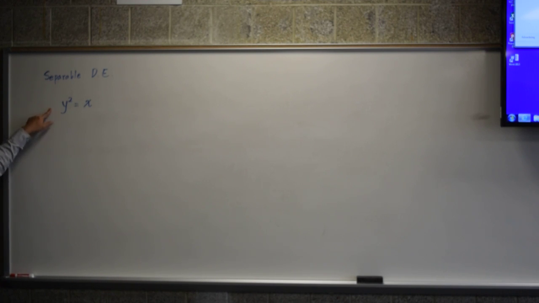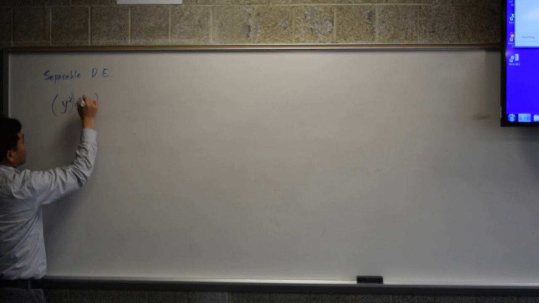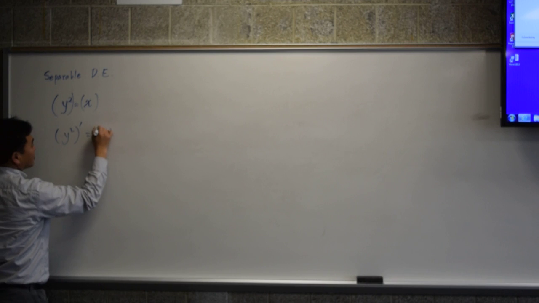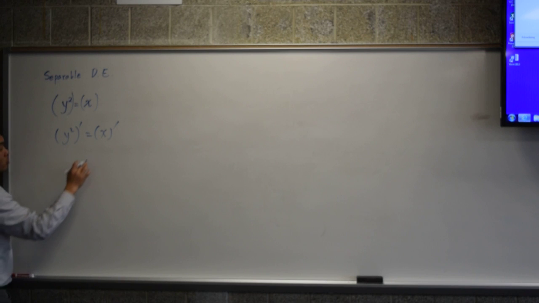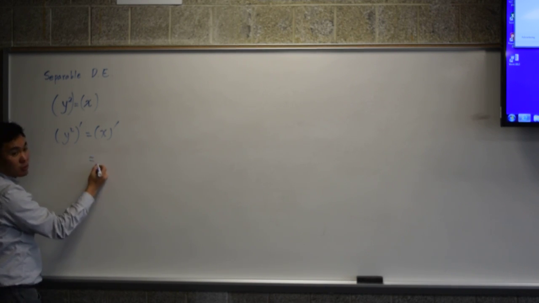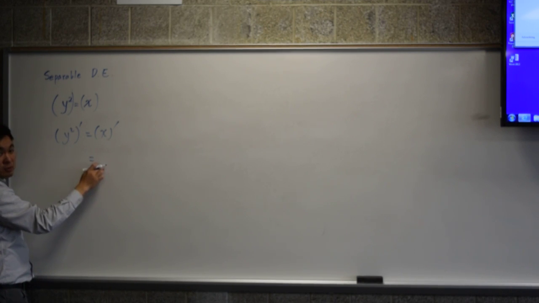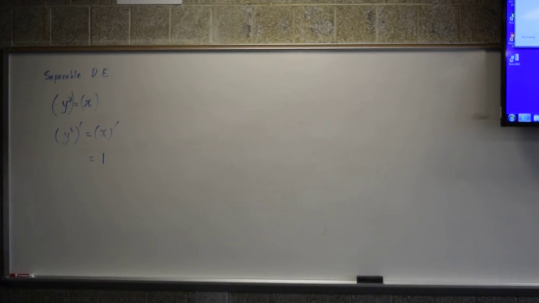I hope you remember how to do implicit differentiation. Let's try to do an implicit differentiation of this. So if I differentiate both sides, each differentiated, y squared, I'm differentiating with respect to x, right? So x differentiates to what? X differentiates to 1. Okay. What do you get if you differentiate y squared?